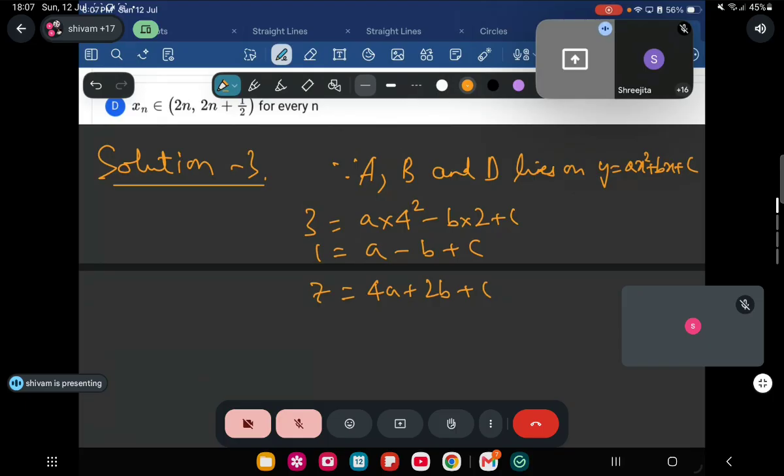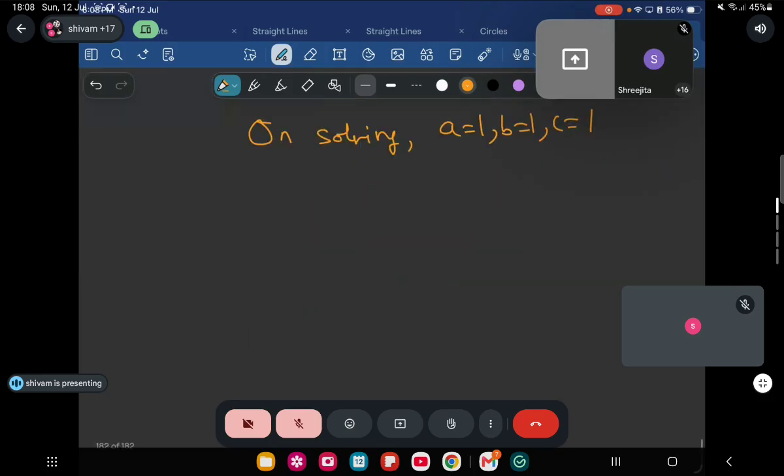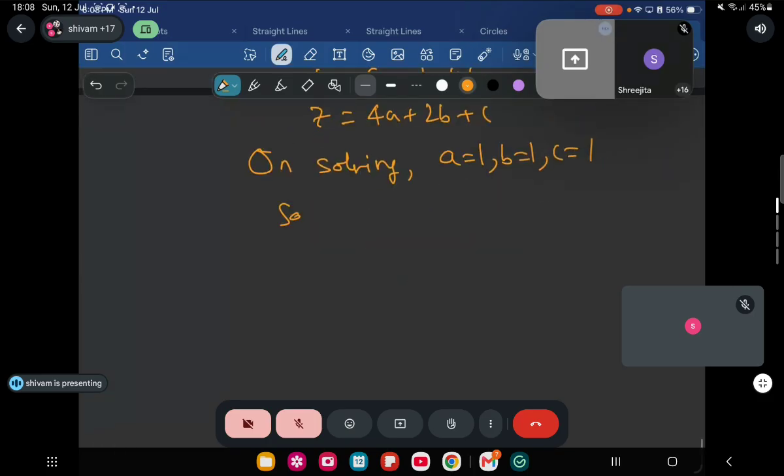Tell me, what did you people get for a, b, and c on solving? I know you people are capable of solving these 3 equations simultaneously. Okay, a will be equal to 1, b is equal to 1, c is equal to 1, correct. So finally, what is the quadratic? y equal to x square plus x plus 1.